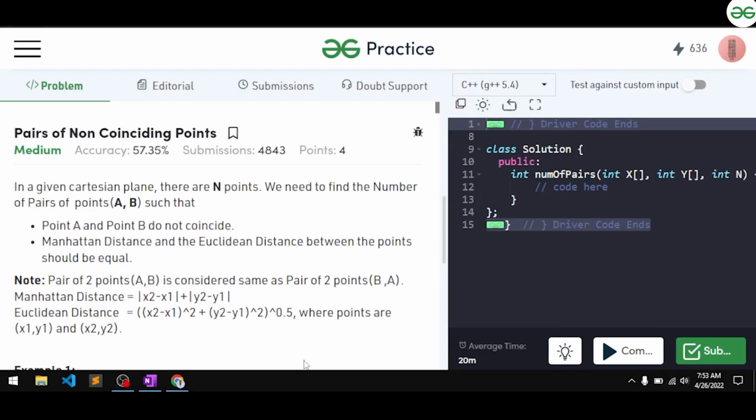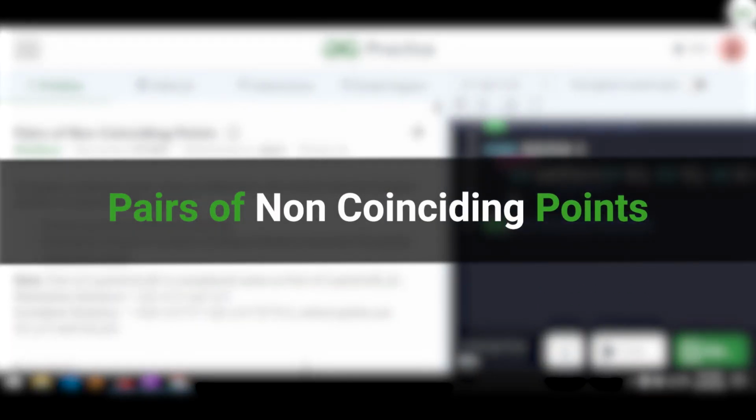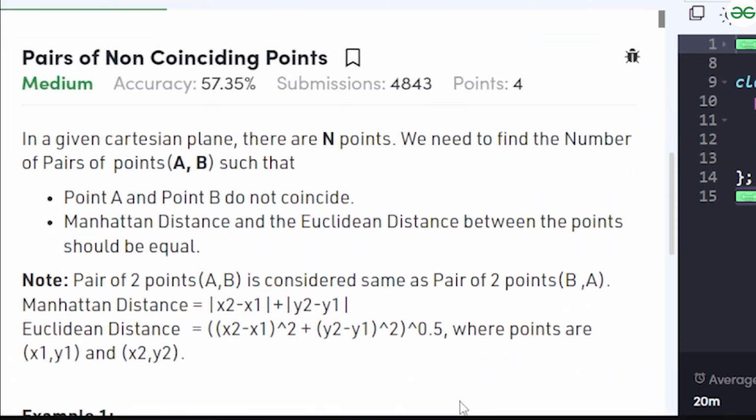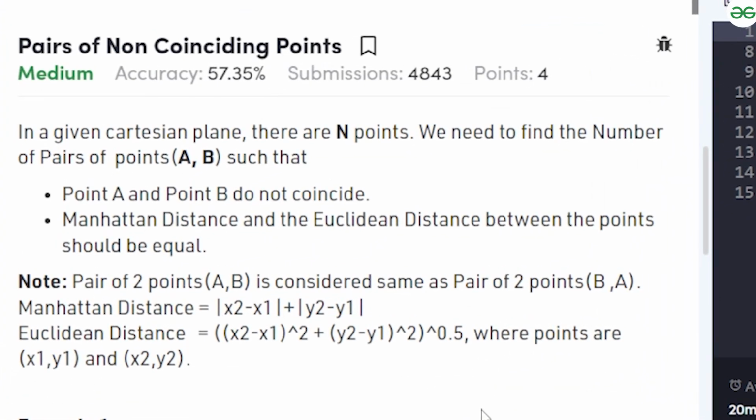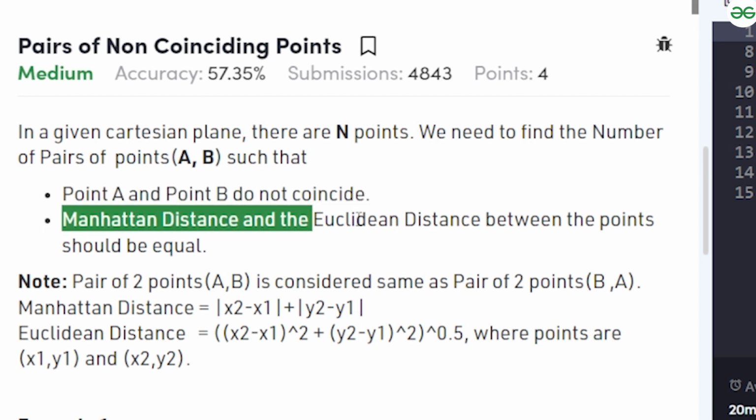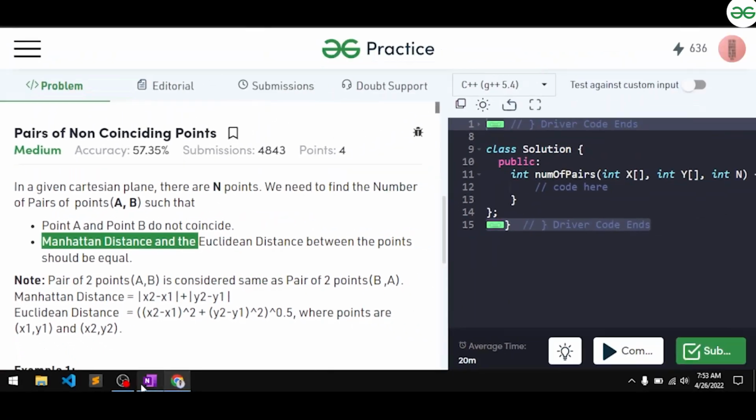In this video, we will discuss the problem pairs of non-coinciding points. The problem says that you will be given a Cartesian plane and there are n points in it. You need to find the number of pairs of points A, B such that these two conditions hold. The point A and point B should not coincide, so they should not be the same point, and the Manhattan distance and the Euclidean distance between the two should be the same.